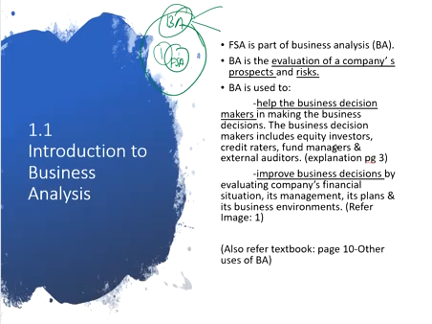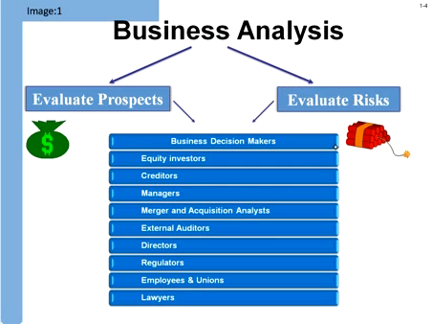BA ni juga dapat improve business decisions by evaluating company's financial situation, its management, its plans and its business environment. Okay, tengok sini. This is image 1. So business analysis ni dia akan evaluate two things that are prospect as well as risk. Maksudnya dia macam dia akan evaluate pros and cons lah.